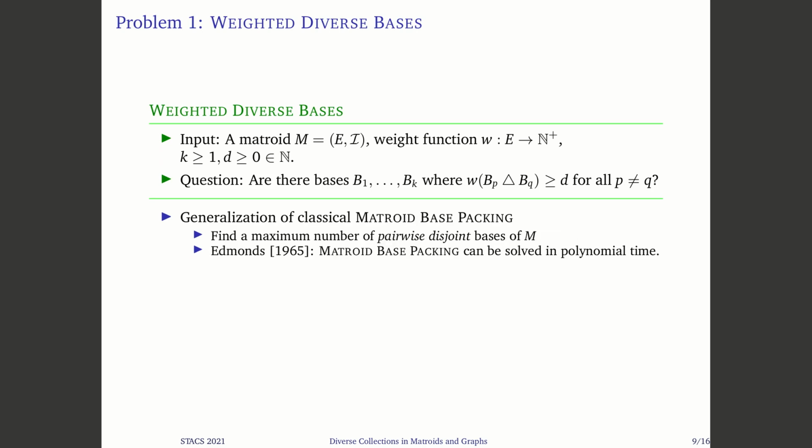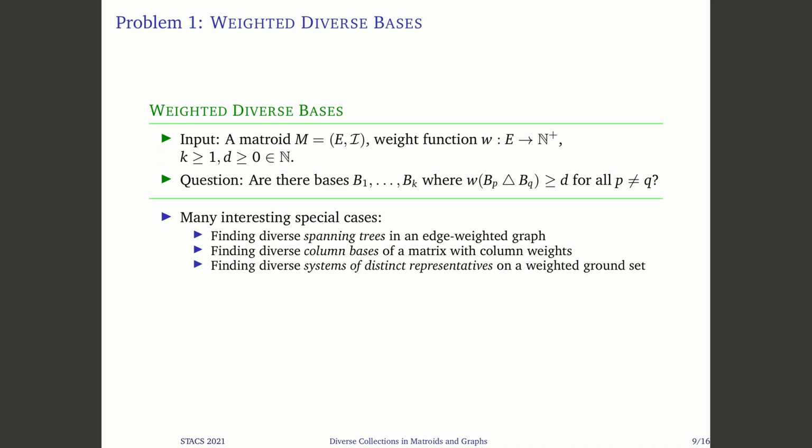This is a generalization of the classical matroid base packing problem, which is about finding a maximum number of pairwise disjoint bases of a matroid, and this has long been known to be solvable in polynomial time. There are many interesting special cases of weighted diverse bases. For instance, we can represent these problems as instances of weighted diverse bases: finding diverse spanning trees in an edge weighted graph, finding diverse column bases of a matrix with column weights, and finding diverse systems of distinct representatives on a weighted ground set.